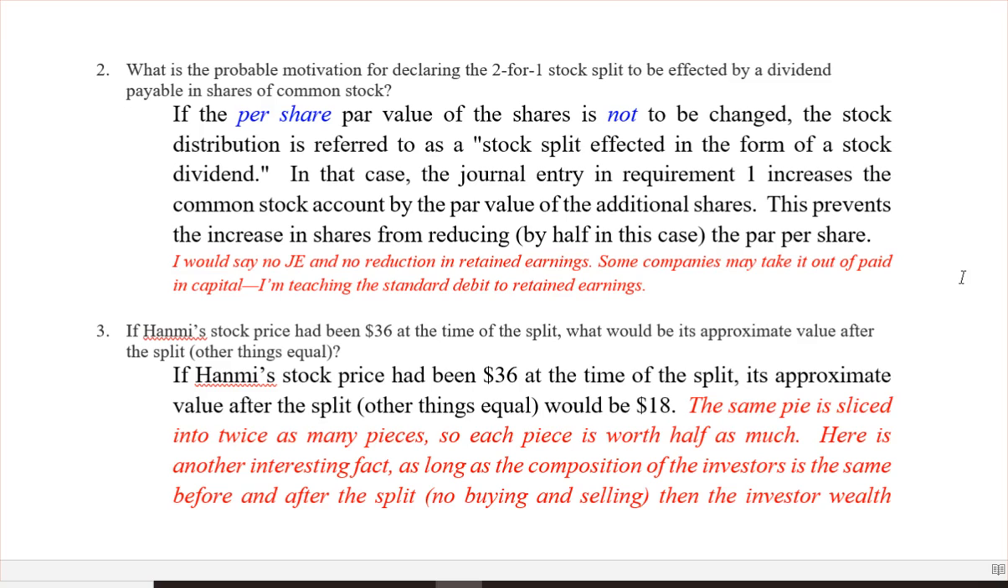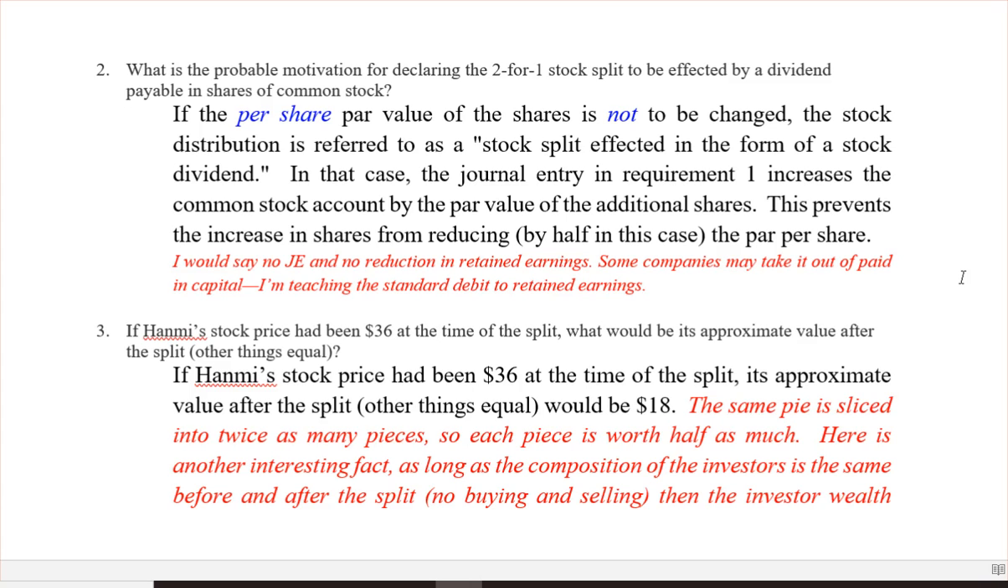What if the stock price had been $36 at the time of the split? What would be the approximate value of the price? So they're talking about stock price. They're not talking about journal entries here. They're talking about a financial issue. If you're an investor and you have a stock split, what happens? Well, it probably goes to 18. Now, of course, in between time periods, things can change. Other things can hit the market on the same day, right? So I don't know, but you would expect it to be that.